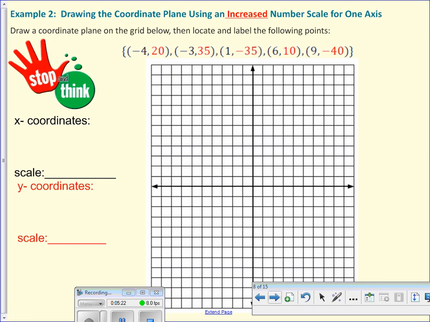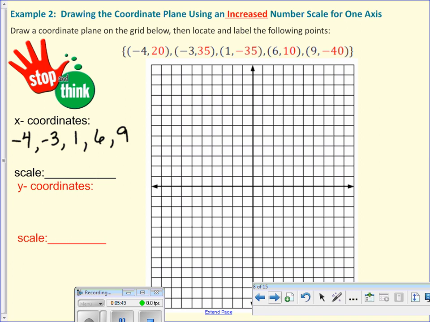So before we go ahead and create our coordinate plane and set up our x-axis and our y-axis, let's take a look at our coordinates. So at the bottom of the page, you can write what I have over here on the left. What are my x coordinates? In this set of numbers, I have -4, -3, 1, 6, and 9.